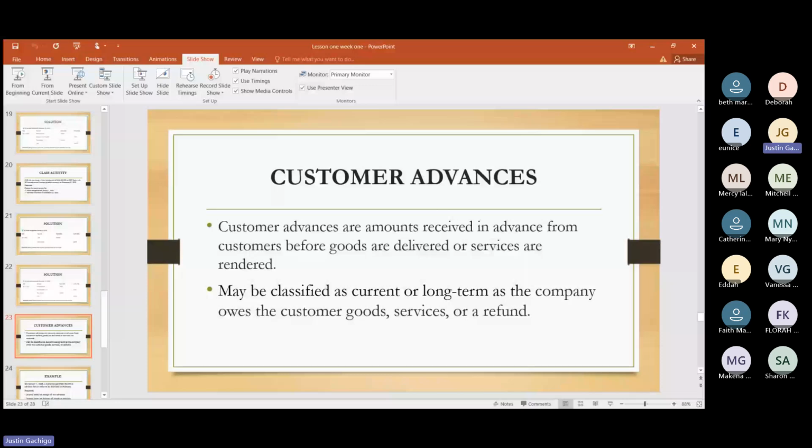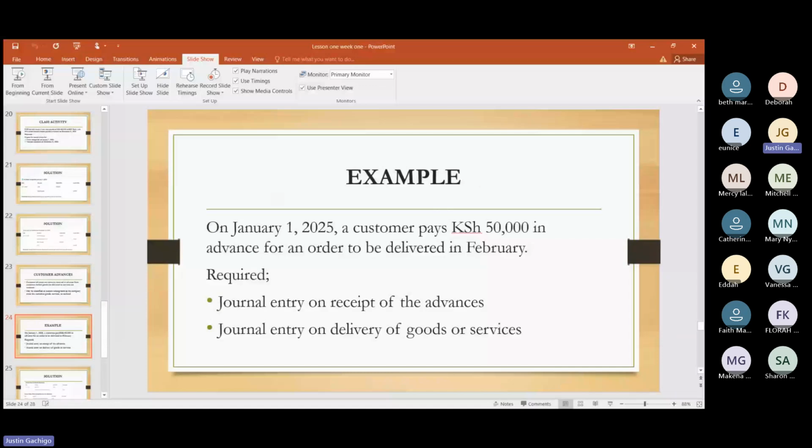An example: on January 1, 2025, a customer pays Kenya shillings 50,000 in advance for an order to be delivered in February. So here you are required: 1, journal entry on receipt of advance, and 2, journal entry on delivery of good or service. Again here, the way I have said, you have received 50,000, just debit cash or bank. And then this money came from who? Customer. So you can credit customer advance. Simple.